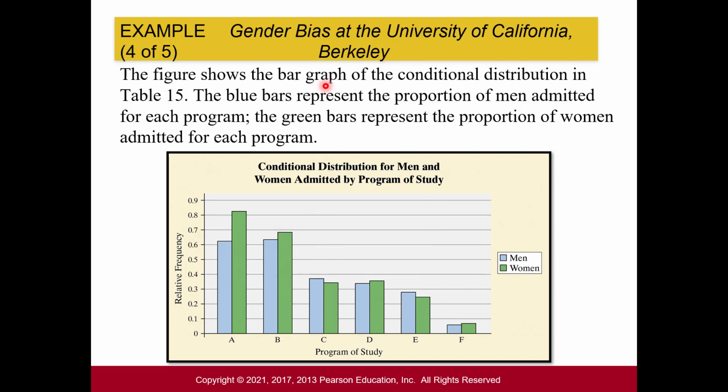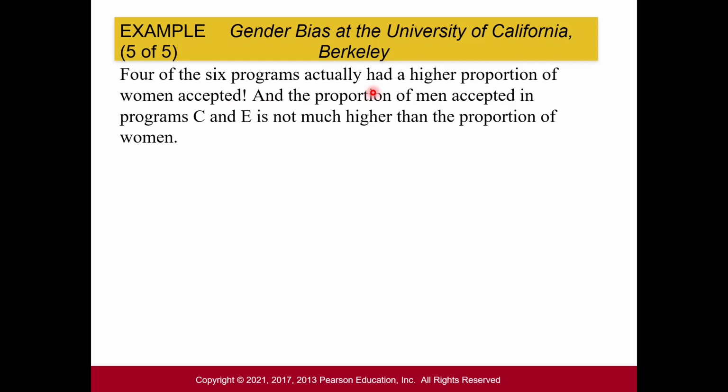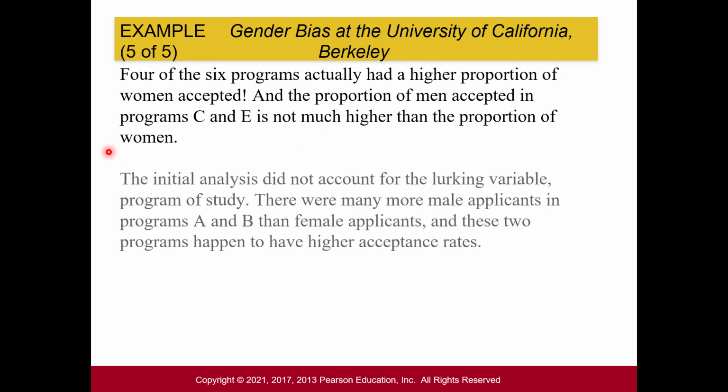The figure shows the bar graph of the conditional distribution in the table we just looked at. The blue bars represent the proportion of men admitted for each program, and the green bars represent the proportion of women admitted for each program. So how does this look? It looks like for women, the relative frequency for accepted is actually higher most of the time. Four of the 6 programs actually had a higher proportion of women accepted. And the proportion of men accepted in programs C and E is really not that much higher than the proportion of women. So the initial analysis didn't account for the lurking variable, which was program of study.